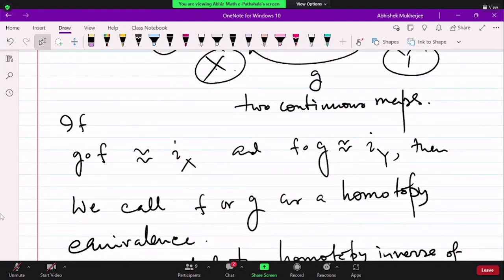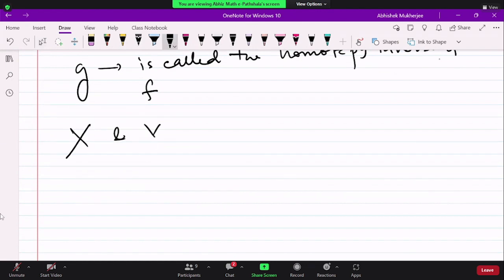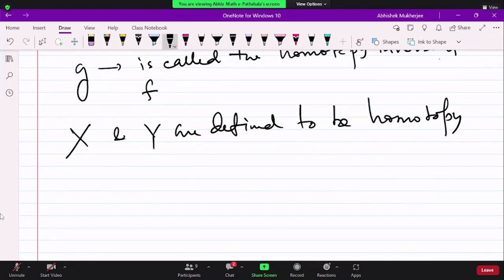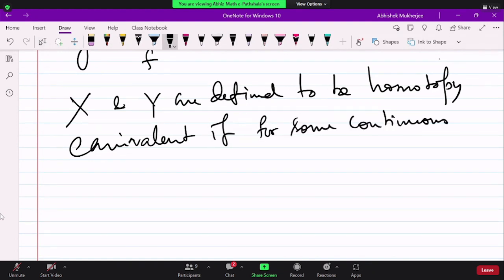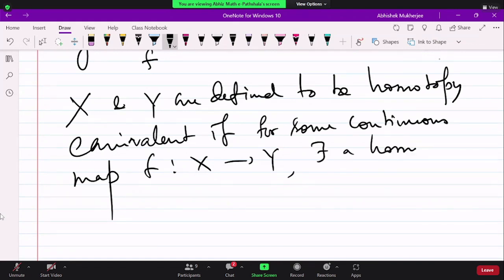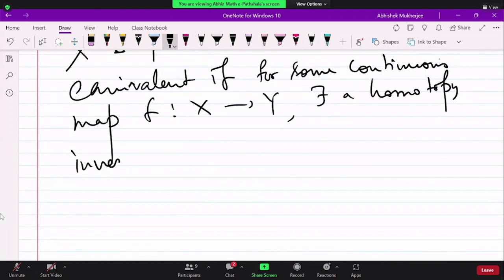That means if you can find a map from Y to X such that that map will be the homotopy inverse of F. So X and Y are defined to be homotopy equivalent if for some continuous map F from X to Y, there exists a homotopy inverse G from Y to X.